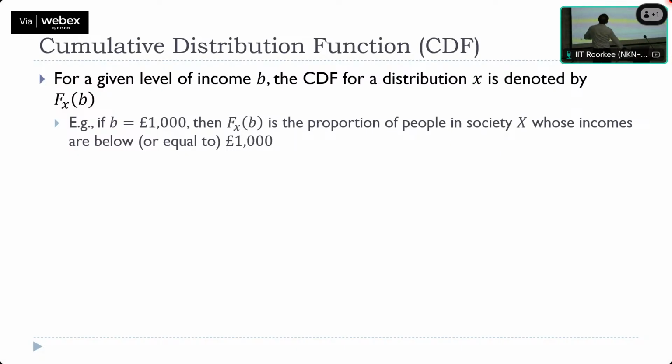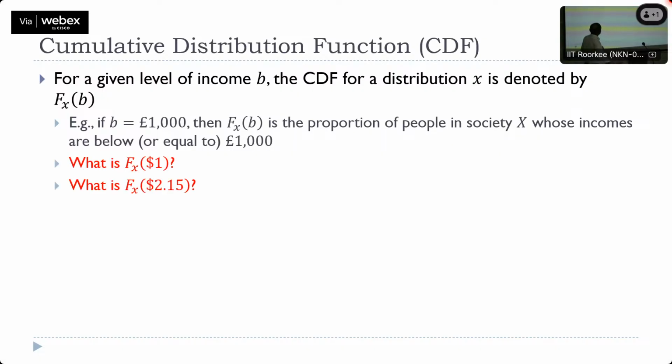So if P is 33 rupees per day, then the CDF will give us the proportion of people whose income is below 33 rupees per day. That will be our headcount ratio. We'll come to that. So that's the direct link with the distribution function. It will be more clear after lunch, in the post-lunch session.